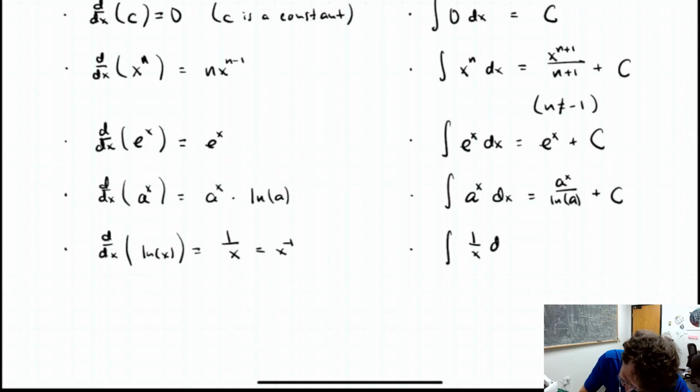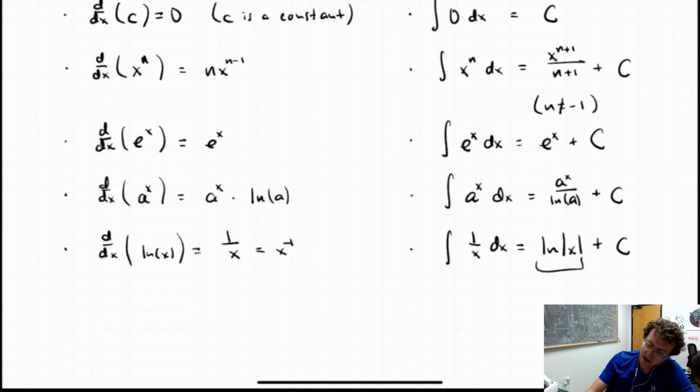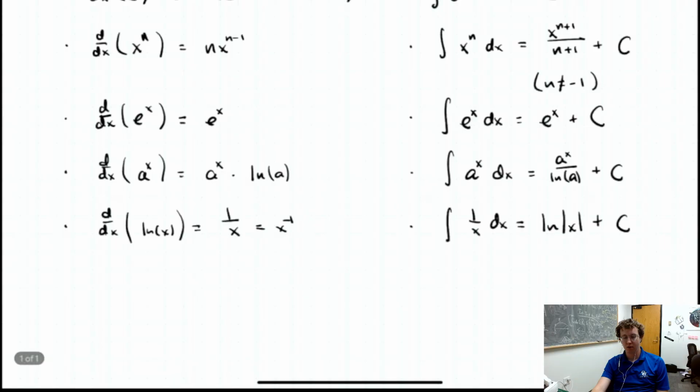And there's a slight subtlety, which is that you don't just get the ln of x, you get the ln of the absolute value of x. Why? Well, because ln is only defined when x is positive, but 1 over x is defined for all positive and negative x values, just not 0. So by putting in these absolute value signs, we end up with an antiderivative which works for all x values except 0.